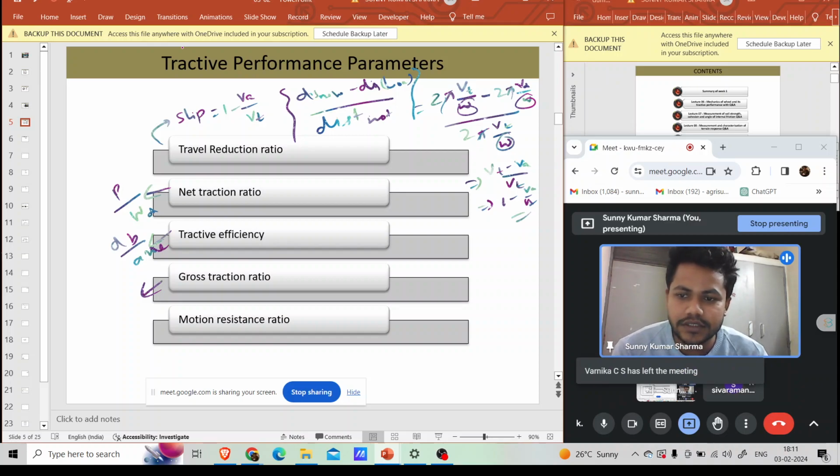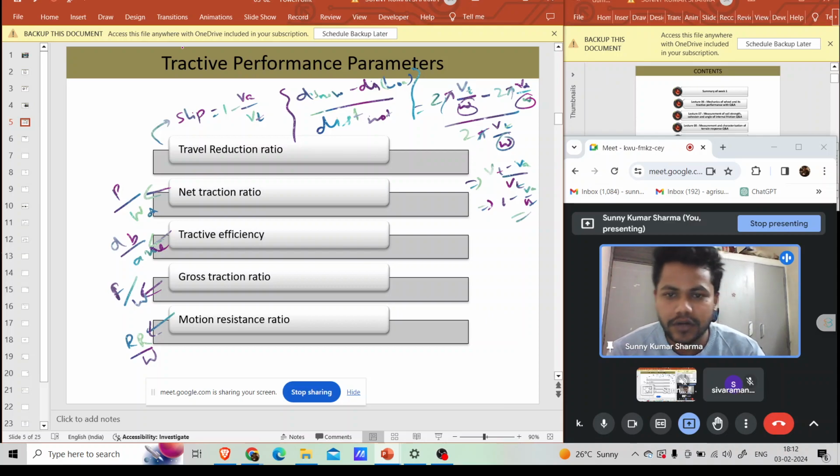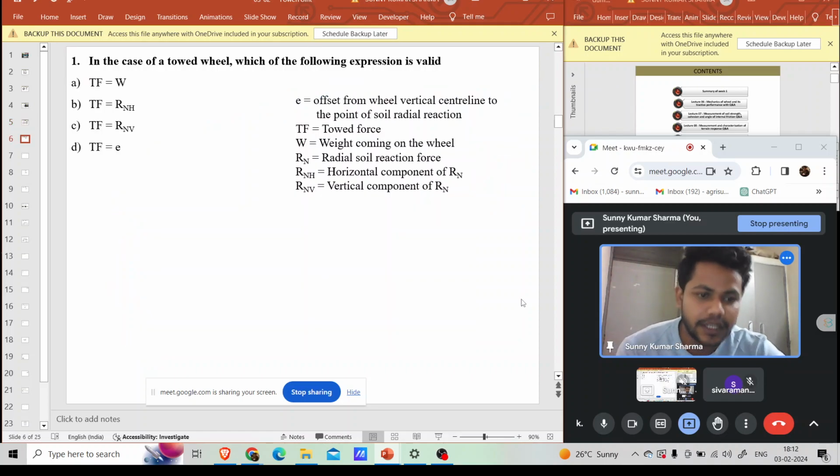Gross traction ratio is total thrust coming on the wheel by dynamic weight coming on the wheel. Motion resistance is RR, and motion resistance ratio is RR by W. So this was all about last week. Now we will move to this week's lecture.